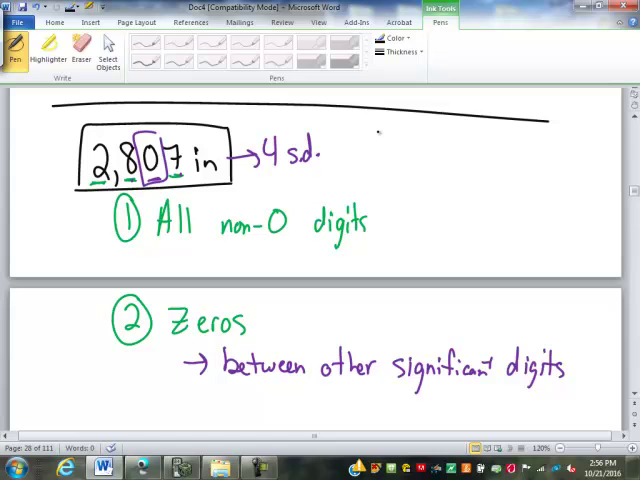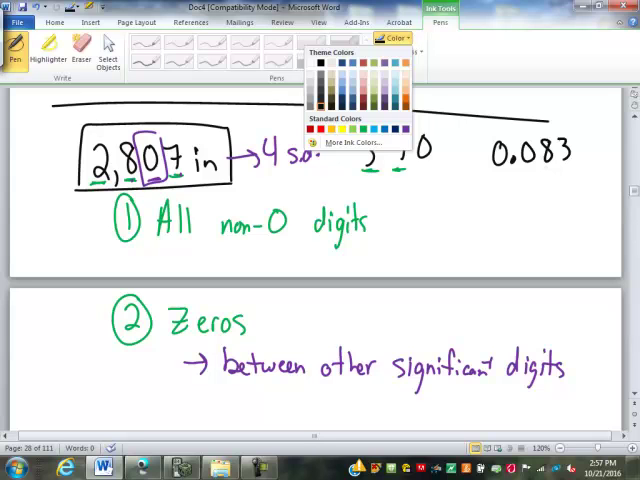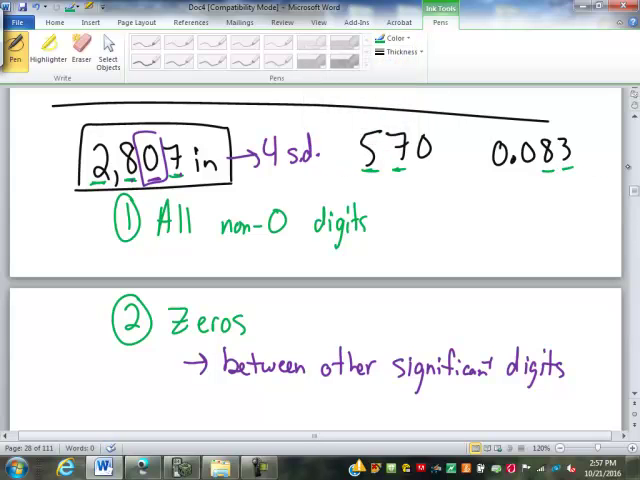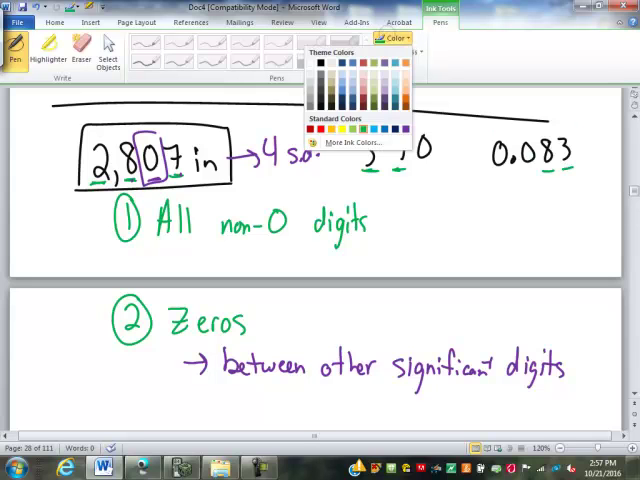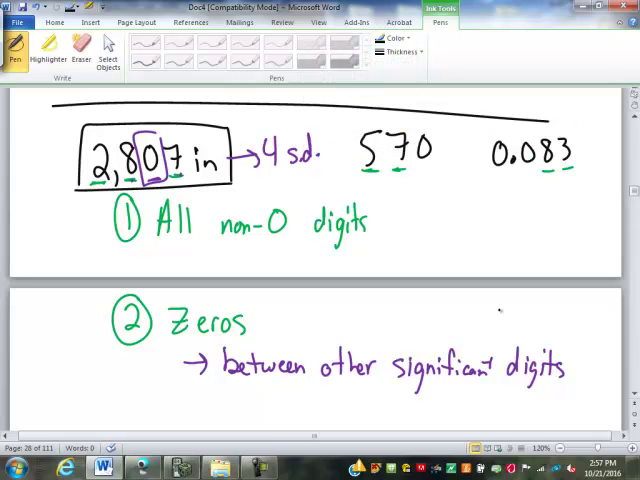If I have 570, obviously the 5 and the 7 are significant. This 0 is not between other significant digits. So that does not fit that criteria. .083. These zeros, again, are not between other significant digits. The 8 and the 3 are significant because they're not zeros. But those zeros are not between other significant digits. They do not fit that criteria.